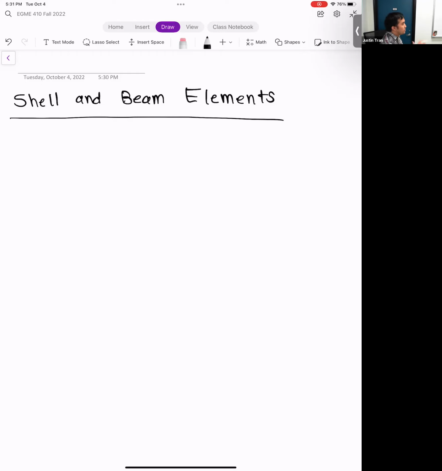But I did want to cover this before the project, because depending on which project geometry you choose, you can implement some of this into your project. A lot of people did that last year, and it was pretty cool. I didn't expect it, but they got some cool results with shell and beam elements.